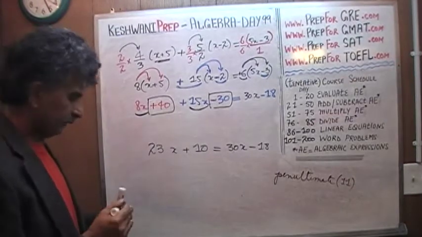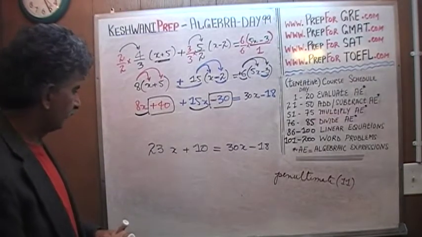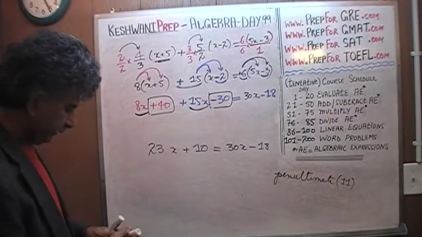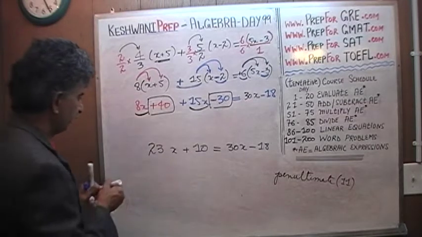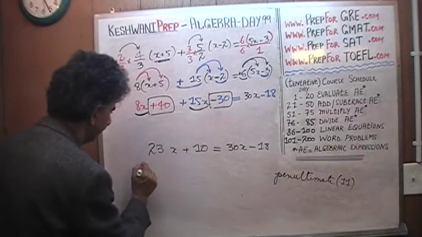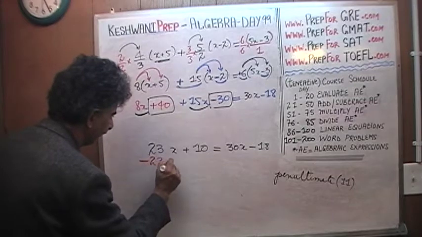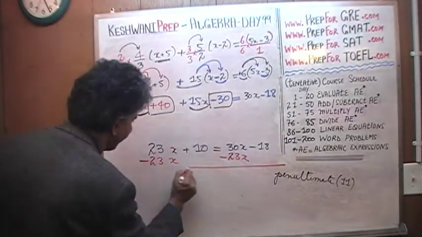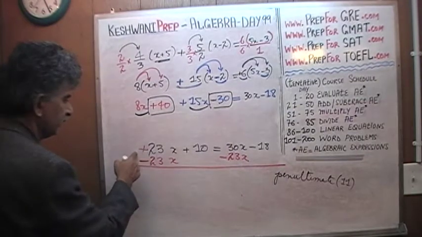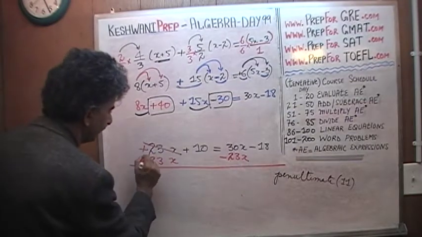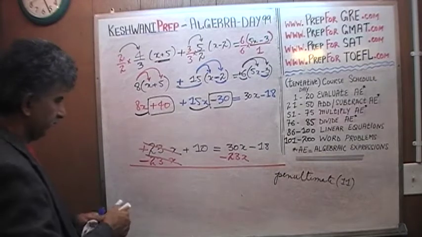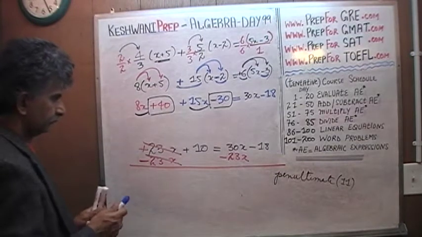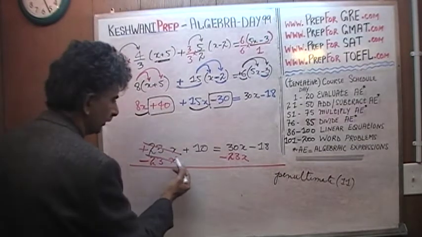We're going to do two steps and we're going to do them together. First thing first, let's bring this 23x to this side. Subtract 23x from here. Subtract 23x from here. This is a positive 23, this is a negative 23. The 23x is cancelled out. And so we have brought the 23x to this side.